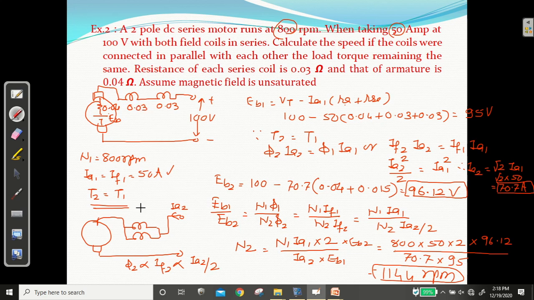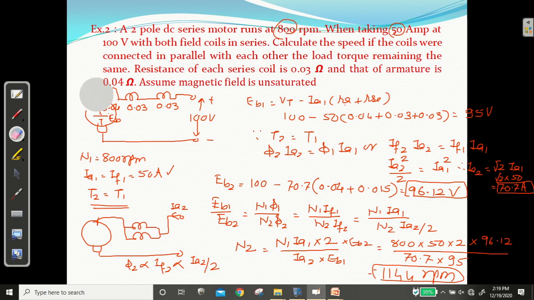It is an example of series field winding. If your two windings are in series, you will get the speed 800 RPM. If you take both windings in parallel, what will happen? When you go in parallel, flux will be reduced, speed will increase. So that question the examiner can ask in theory. In series there is a particular speed. If you bring these two field windings in parallel, will the speed stay the same, increase or decrease? Speed will increase, right?